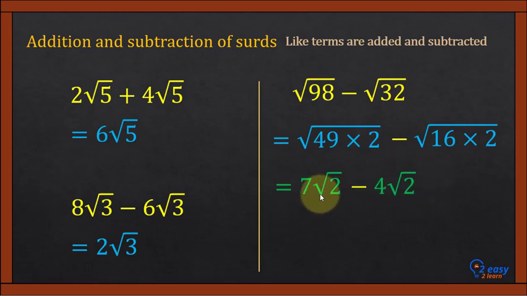Now we have like terms, square root of 2 and square root of 2. So the coefficient of this surd is 7 and the coefficient of this surd is 4. So 7 minus 4 is 3. So your final answer is 3 times square root of 2.